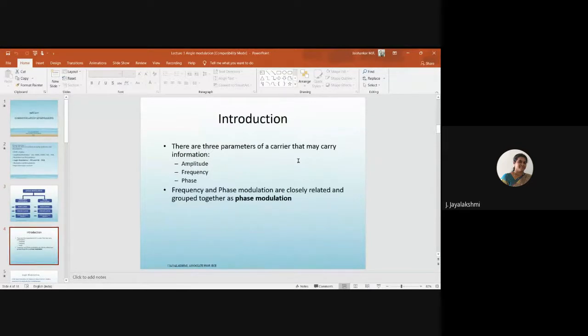So already we have seen what we are going to do with the signal. It has got three parameters: amplitude, frequency, and phase. With respect to the modulating signal, if we vary the amplitude of the carrier, it results in AM. If we vary the carrier frequency with respect to the message signal, it results in FM. And if we vary the phase of the carrier signal with respect to the information, it results in PM. Of course, FM and PM are closely related and grouped together as angle modulation.